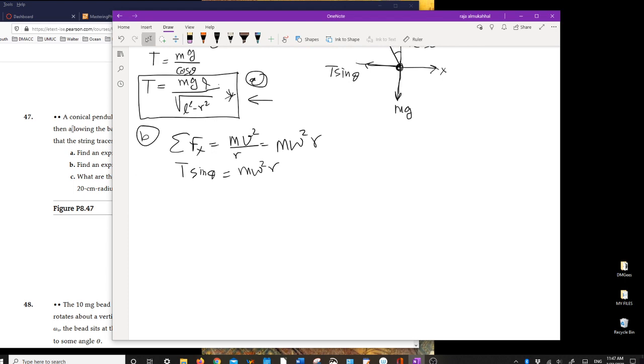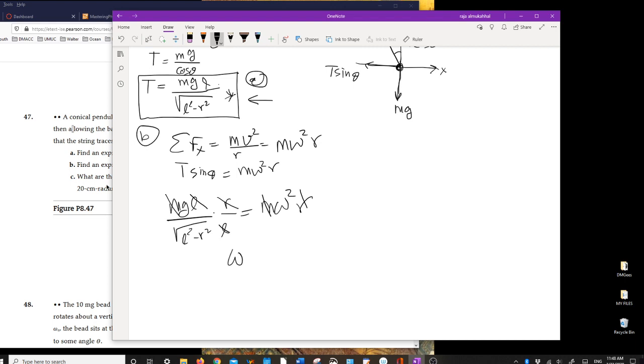When I calculate all of this, for the tension it's going to be mgL over the square root of L squared minus R squared, times sine theta, which is R over L. I'll leave it R over L for now, equals m omega squared R. The R's cancel, which is nice. Then the L's cancel, and the m's cancel, there we go.